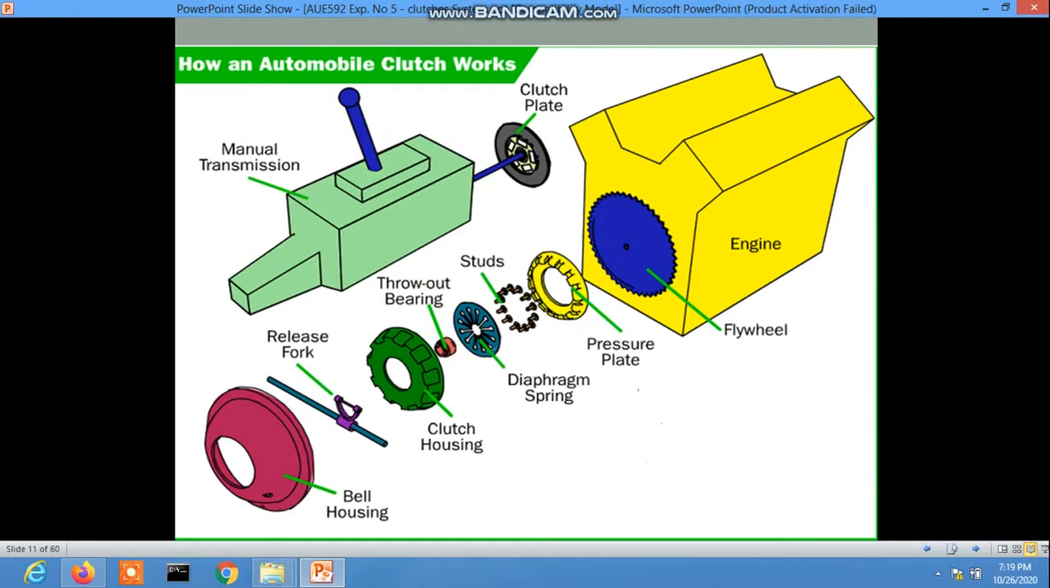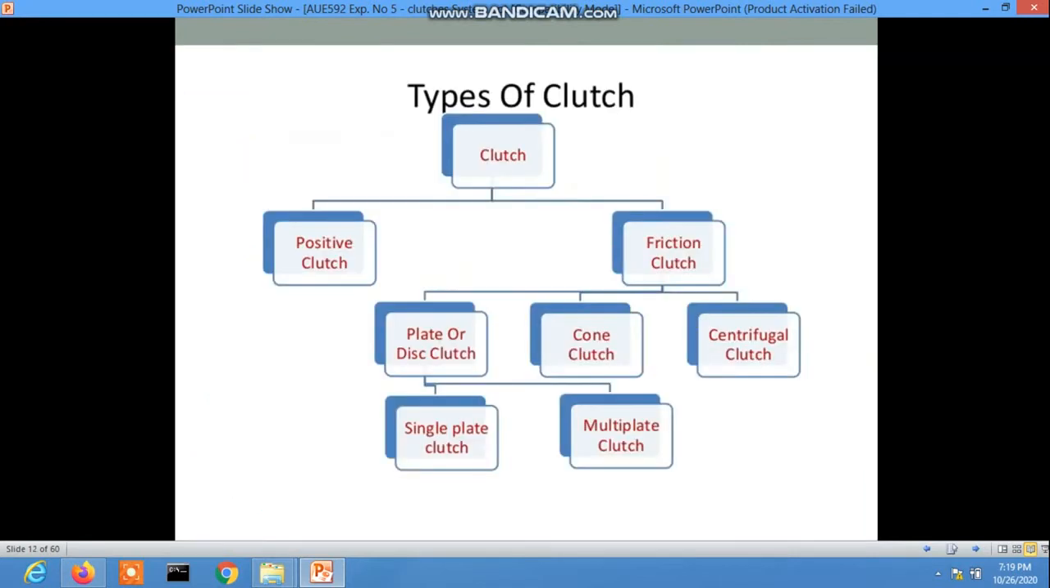Now types of clutch. Clutches are basically of two types. One is the positive clutch, second is the friction clutch. The friction clutch is of three types: disc clutch, cone clutch, and centrifugal clutch. The plate or disc clutch is of two types: one is the single plate clutch and the second is the multi-plate clutch.